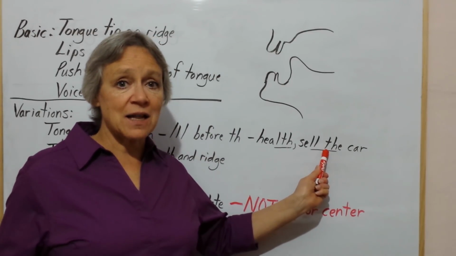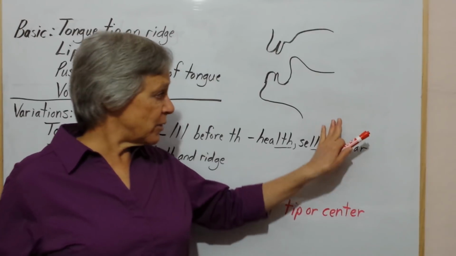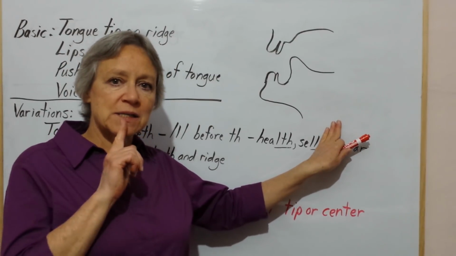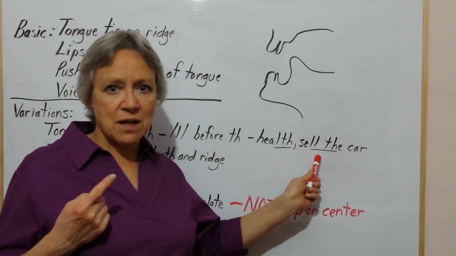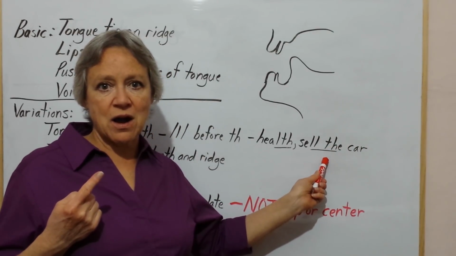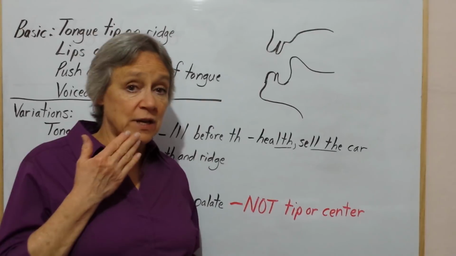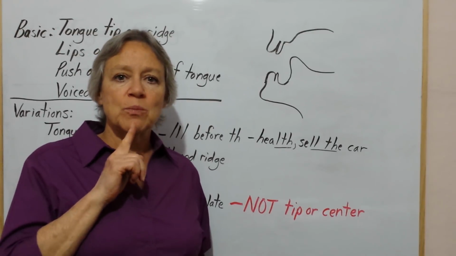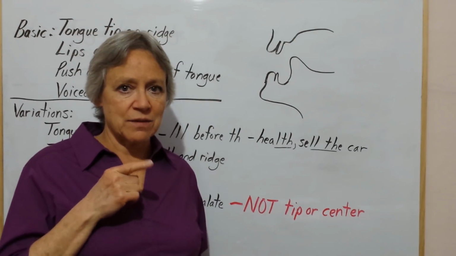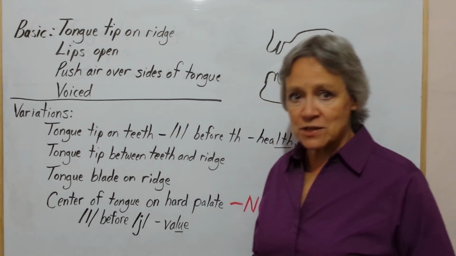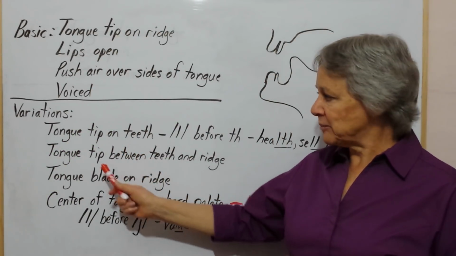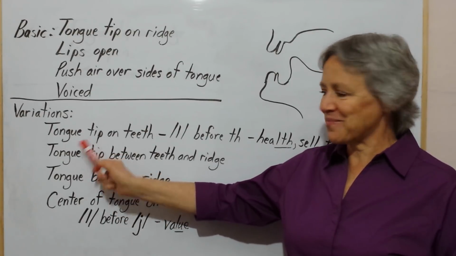If I say sell by itself, without this word, I'll put my tongue tip on the ridge behind my teeth. But if I say sell the car, I can very easily, and usually do, put the tongue tip on the teeth because of the TH, okay? So that's one instance when we put the tongue tip on the teeth. We don't do that all the time.